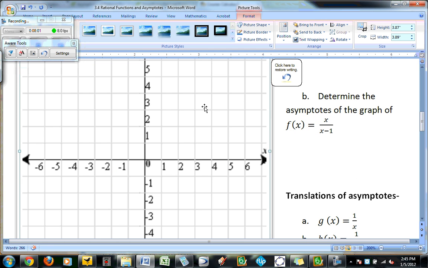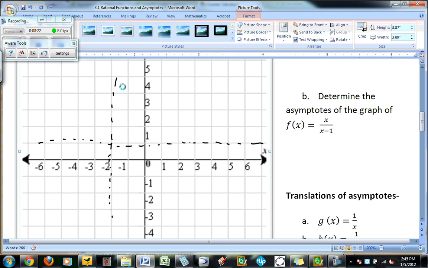We had a vertical asymptote at x equal to -2, so we can put a dashed line there. And then we had a horizontal asymptote at y equal to 1, like that, because we took the limit. All right?